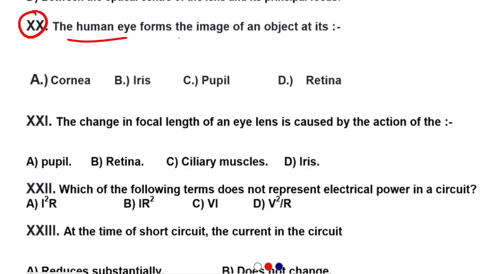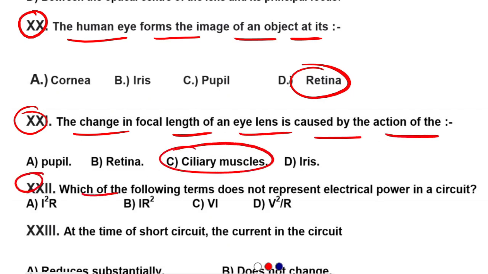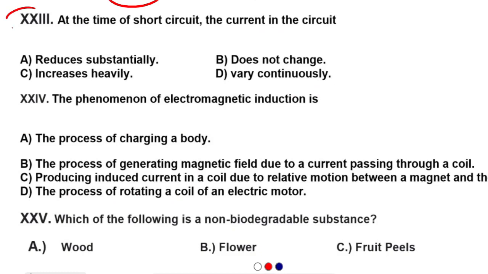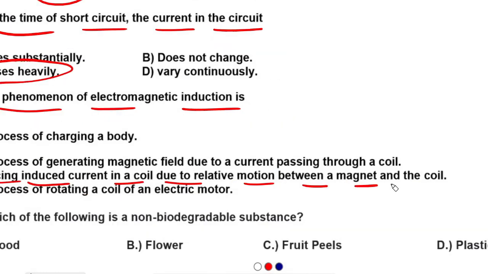Next, the human eye forms the image of an object at its retina. Next, the change in focal length of an eye lens is caused by the action of the ciliary muscles. Next, which of the following terms does not represent electrical power in a circuit? I squared R. Next, at the time of short circuit, the current in the circuit increases heavily. Next, the phenomenon of electromagnetic induction is, option number C, producing induced current in a coil due to relative motion between a magnet and the coil.